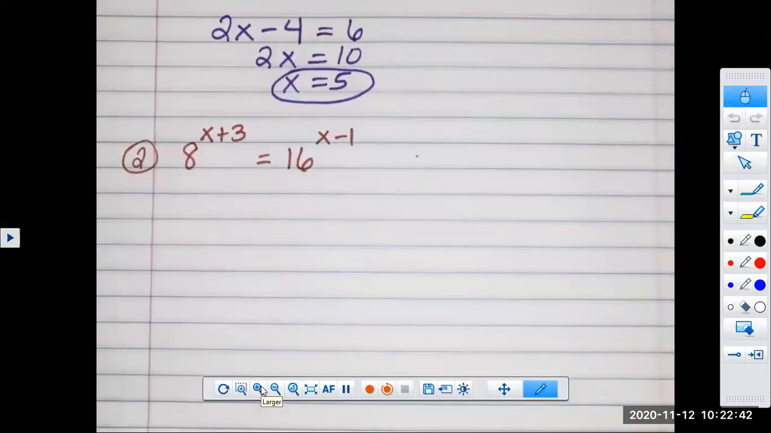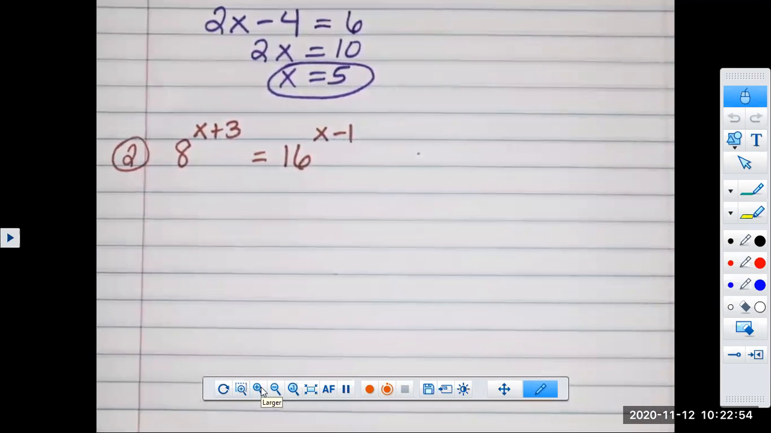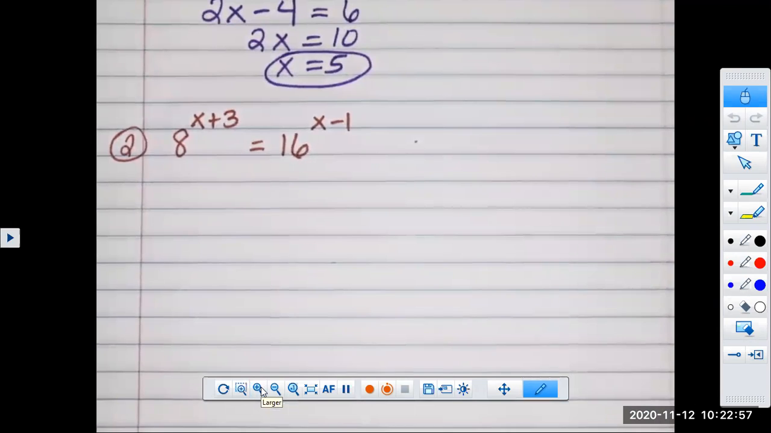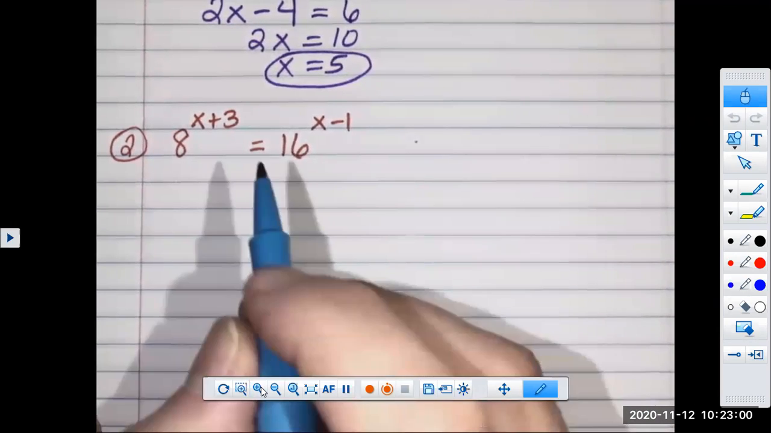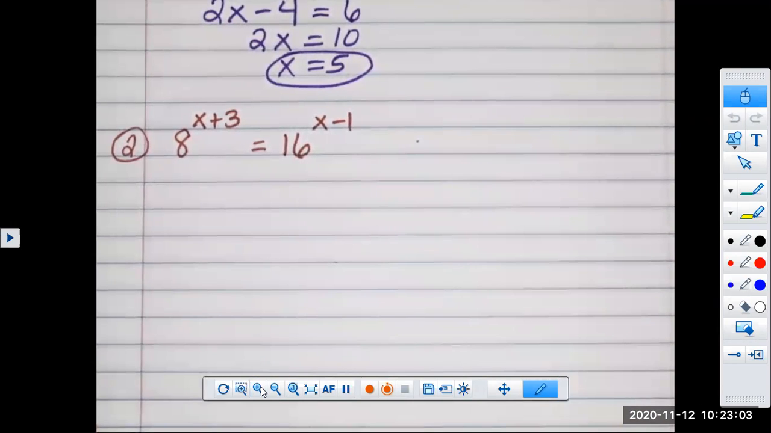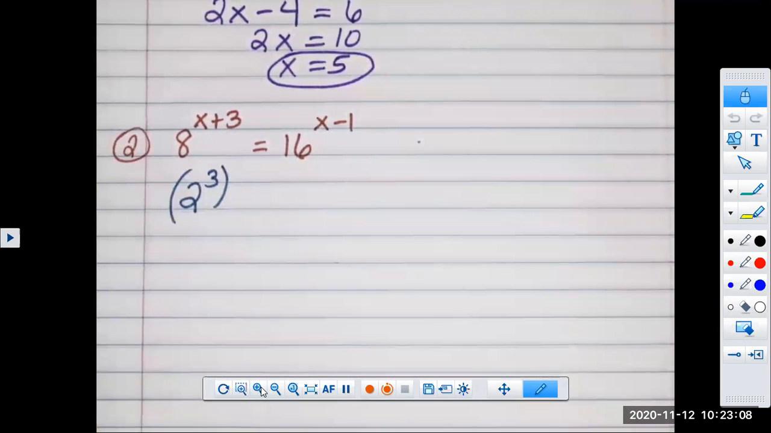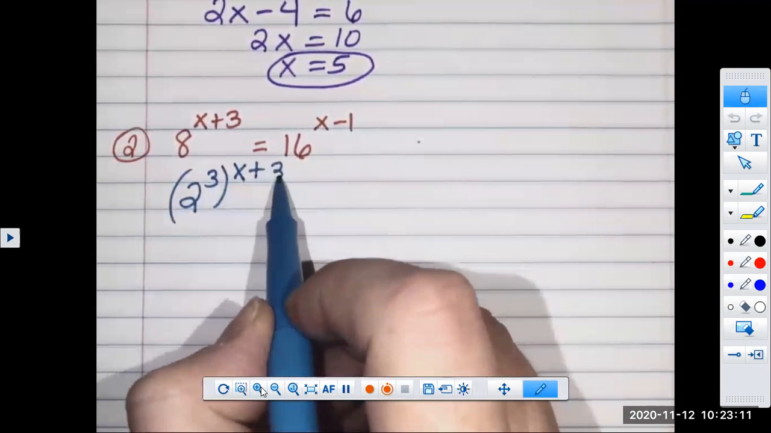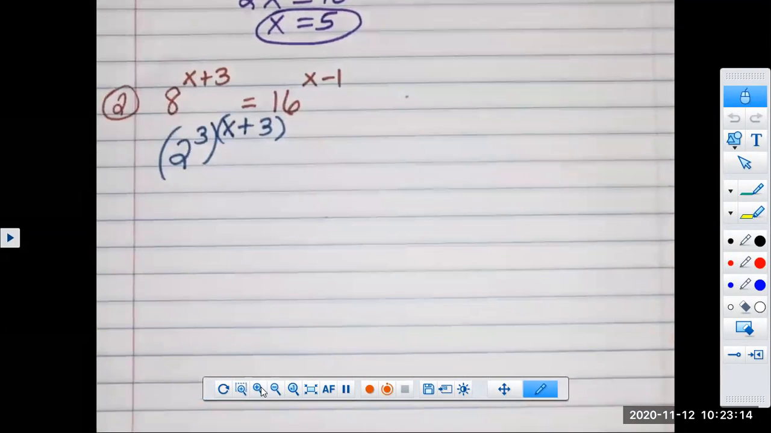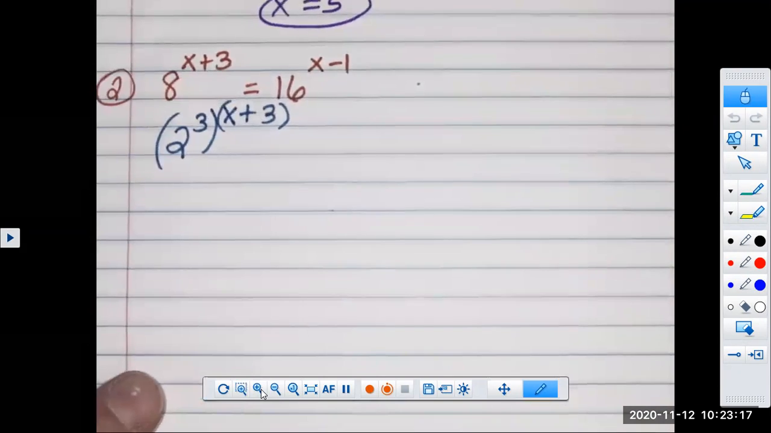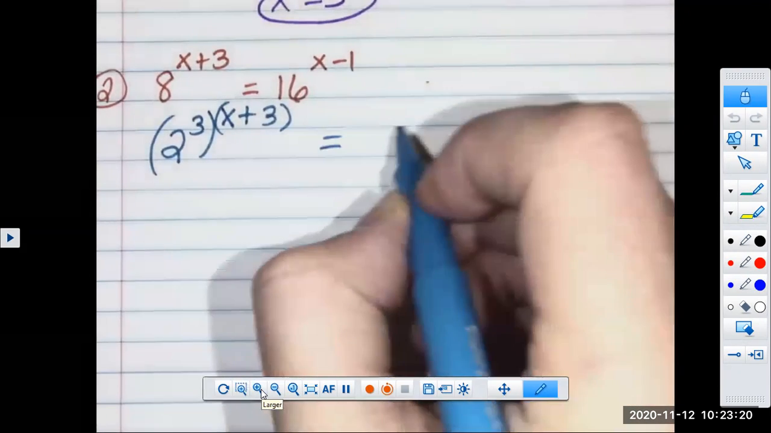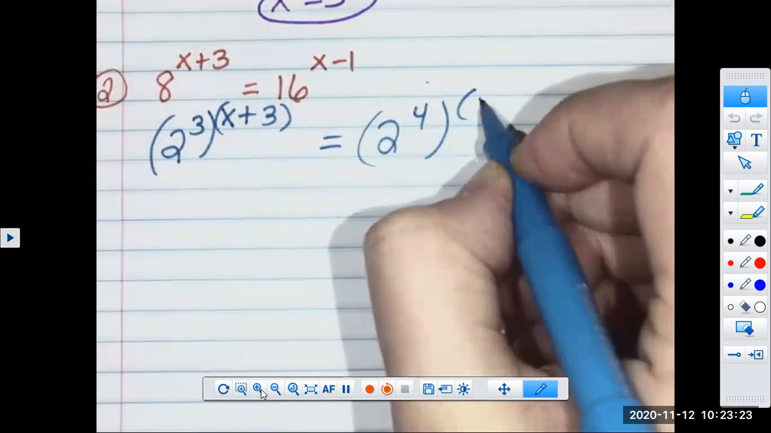Okay, number 2, how can you get 8 and 16 to be a power of the same base? 8 and 16 can both be rewritten as powers of what? Good. You can rewrite 8 as 2 to the third power, still raised to the x plus 3. And then you can rewrite 16 as 2 to the fourth, and all of that is still raised to the x minus 1.